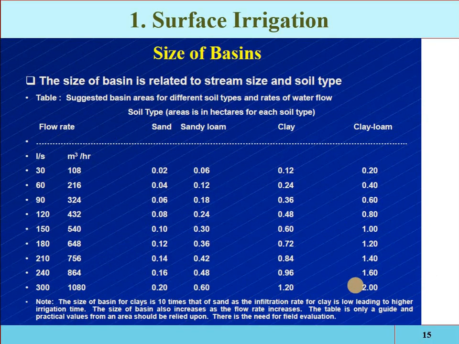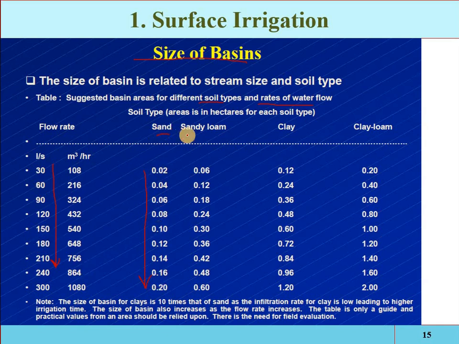And these are the different sizes of the basin, based on the rate of flow of the field channel, that is, how much water is discharged to the basin, and what the type of soil is. So what will be the size of the basin? Here you can see that if the flow rate into the basin is increased, then you have to construct or design a larger basin. So the basin size is directly related to the flow rate.